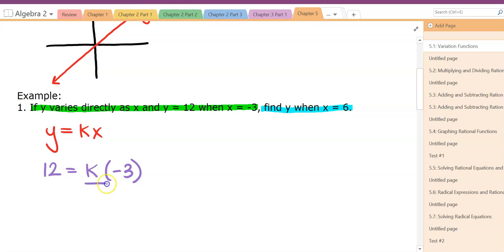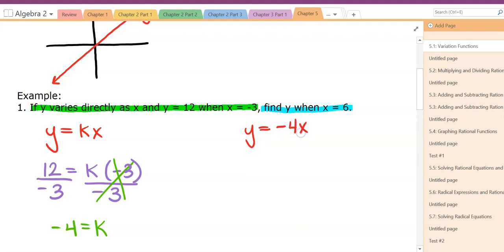So I'm going to end up dividing by negative 3 to get my k alone, and I get negative 4 for that. To write my equation now, instead of saying y equals kx, I'm going to say y equals negative 4x. If I were to graph this, it would look a little bit different than that equation that I graphed up above, because my slope has changed. That negative 4 is in the slope spot, if you think about y equals mx plus b, so that's going to cause this line to look a bit different.